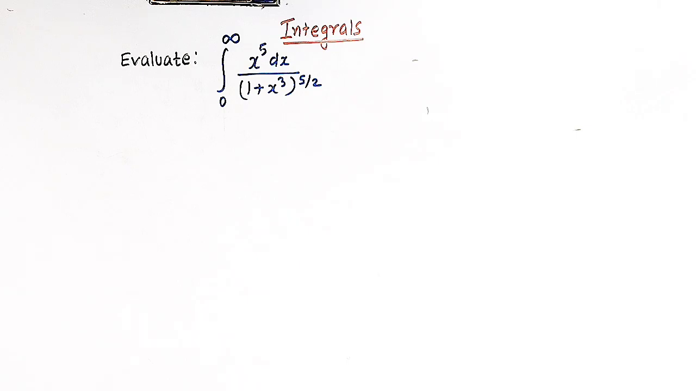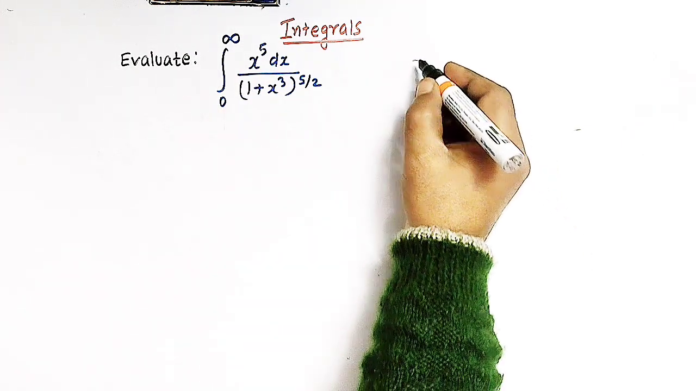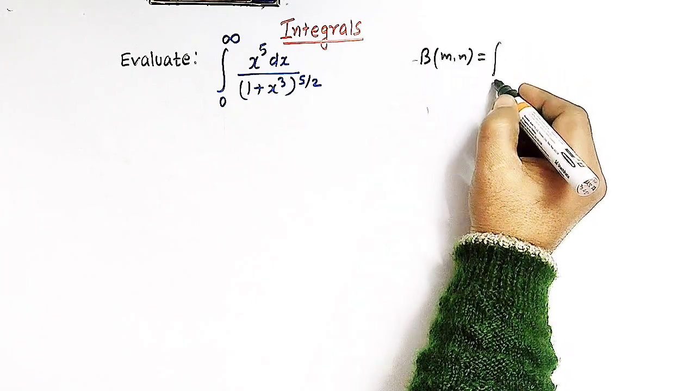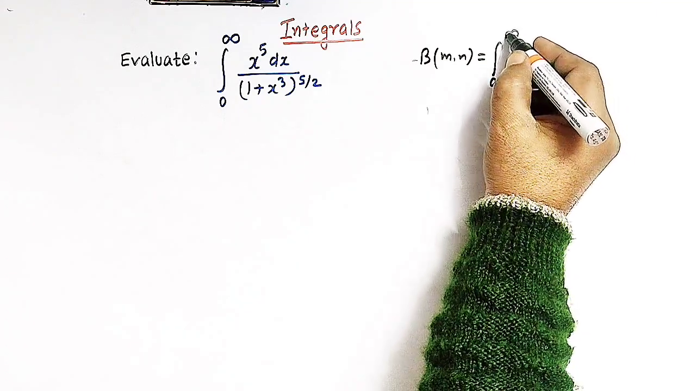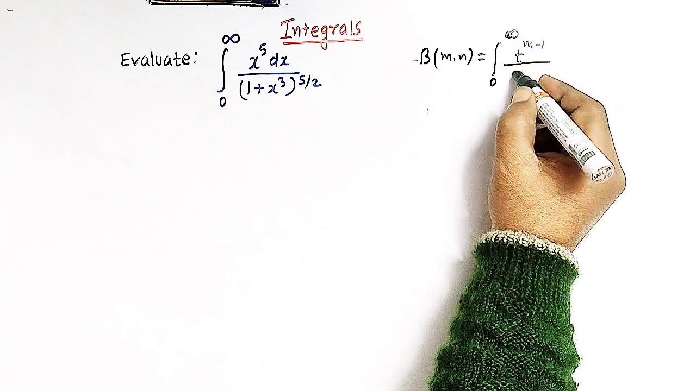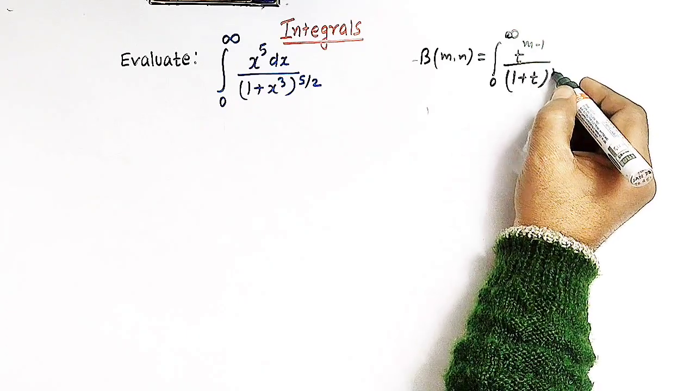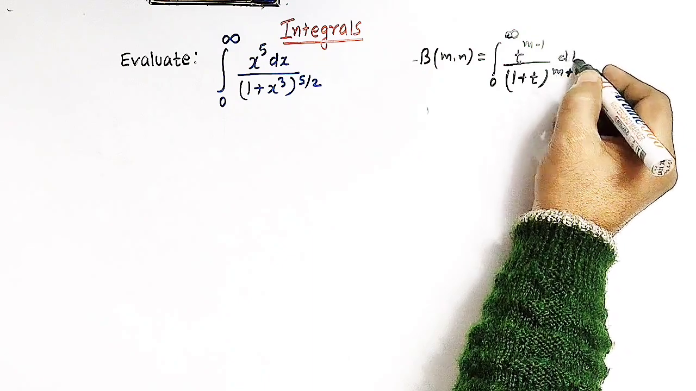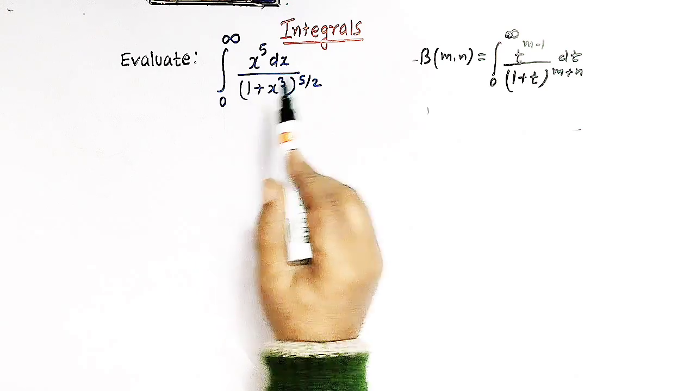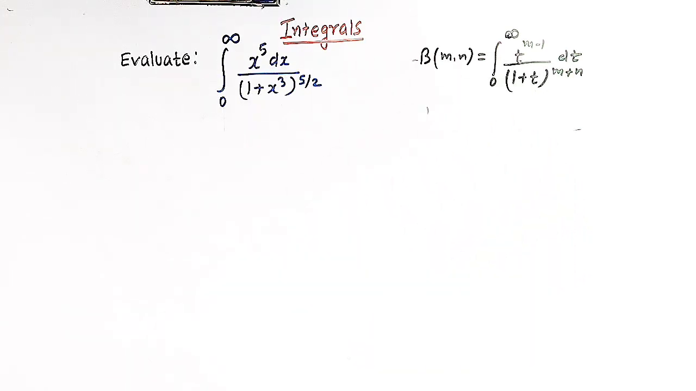And before applying the concept of beta and gamma functions, let us first make use of the method of substitution to convert this integral into a beta function, that is beta m comma n is given by the integral, that is 0 to infinity, t raised to m minus 1 divided by 1 plus t raised to m plus n dt. So by a method of substitution, we'll first convert this integral into the beta function.